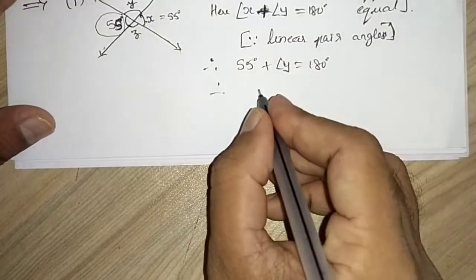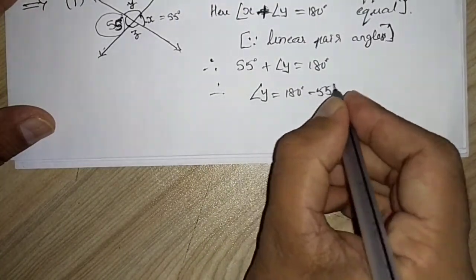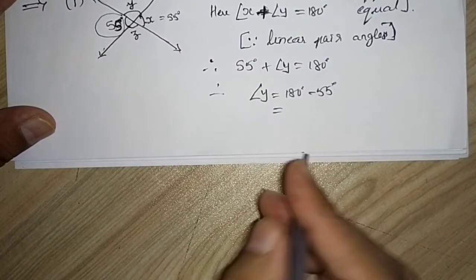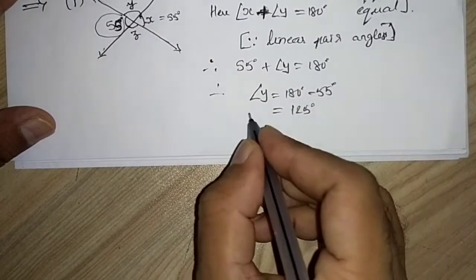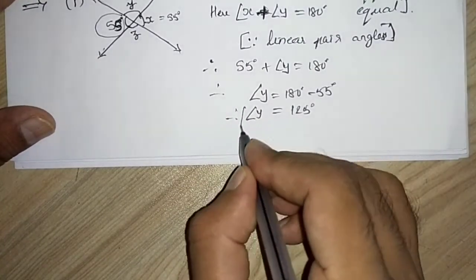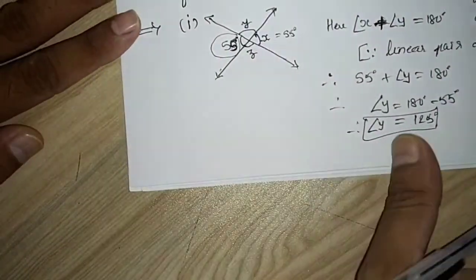Therefore, what will be the value of y? We will take 55 that side. So we will get angle y is equal to 125 degrees. So we have got x also and y also. Now let me solve here only.